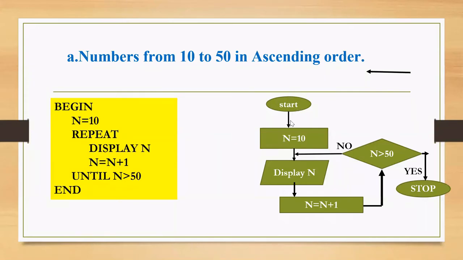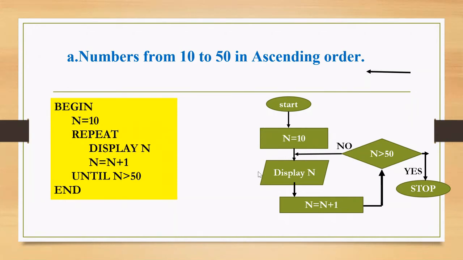Okay, now here you can see the flow chart, right? Start, 10 is assigned to n. So without checking any condition, you know it is starting with the repeat. So display n, 10 is displayed. Then after n plus 1, it will become 11. 11 greater than 50? No. If it is no only, it is repeating, right?